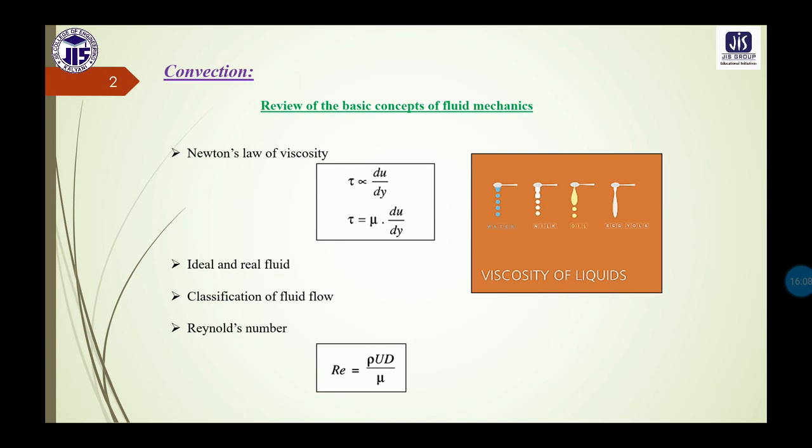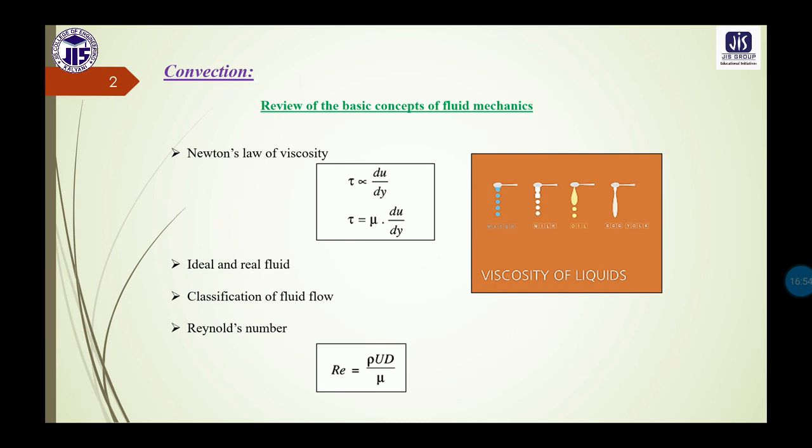So rho is the density of the liquid, u is the velocity of the liquid, d is the diameter of the pipe, and in general this d is represented by L, which is the characteristic length, and mu is the dynamic viscosity of the fluid. It can again be represented as ud by nu, where nu is mu by rho. So this is another representation, ud or uL by nu. Here nu is the kinematic viscosity, that is dynamic viscosity mu divided by density rho.